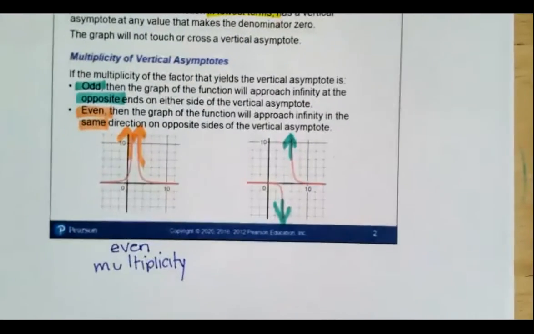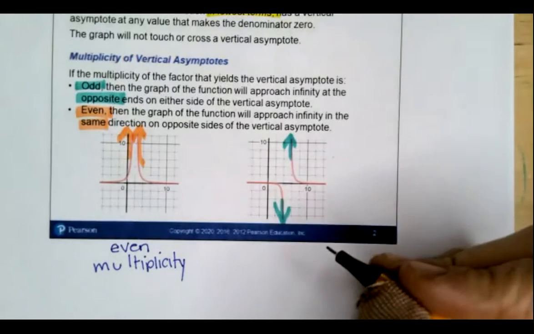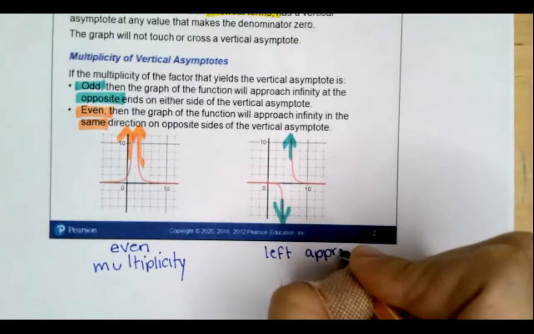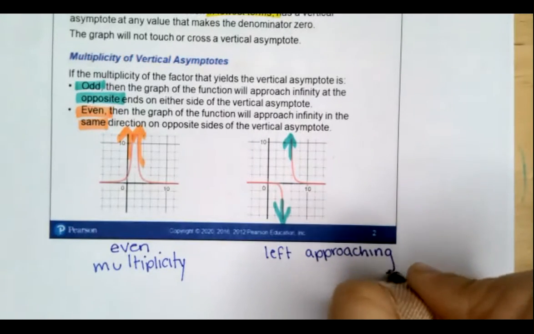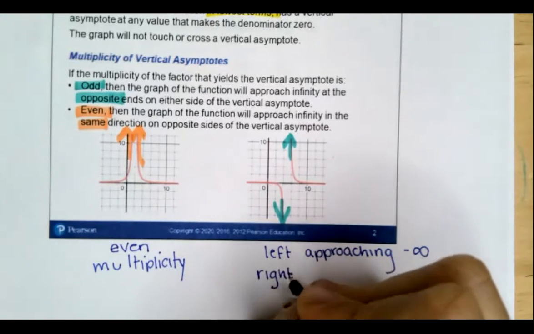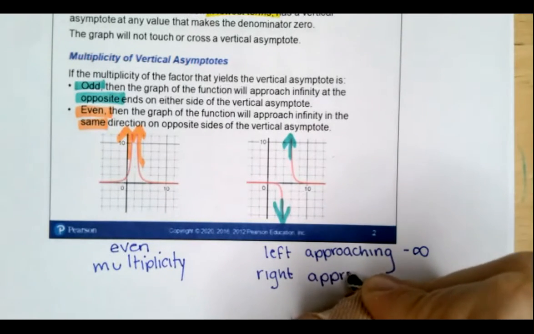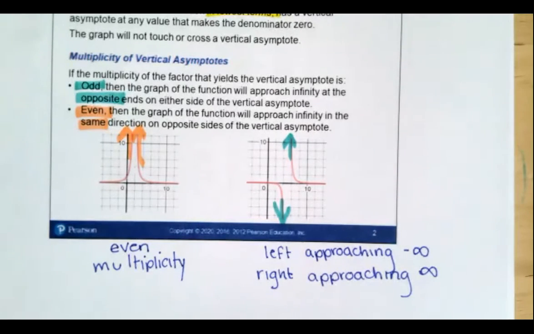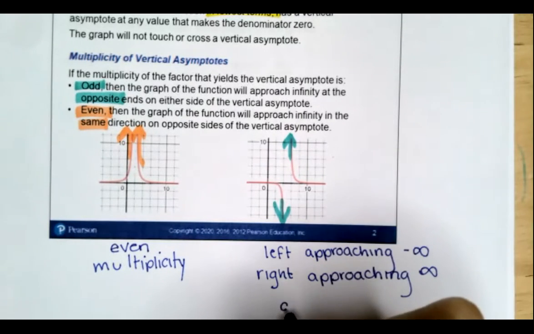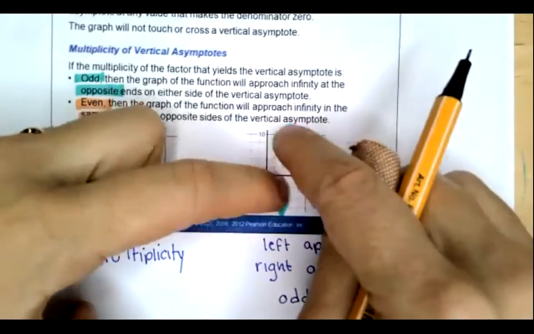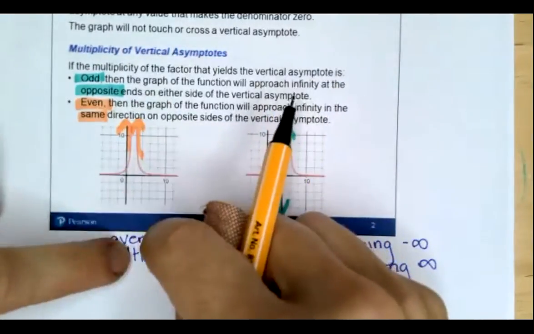Here, however, on the left, we are approaching negative infinity, right? On our y values. And on the right, we are approaching positive infinity, as we get closer and closer to the asymptote on the y-axis. So this is an odd multiplicity. If your exponent is odd, it's going to look like this. If it's even, they're going to go in the same direction.